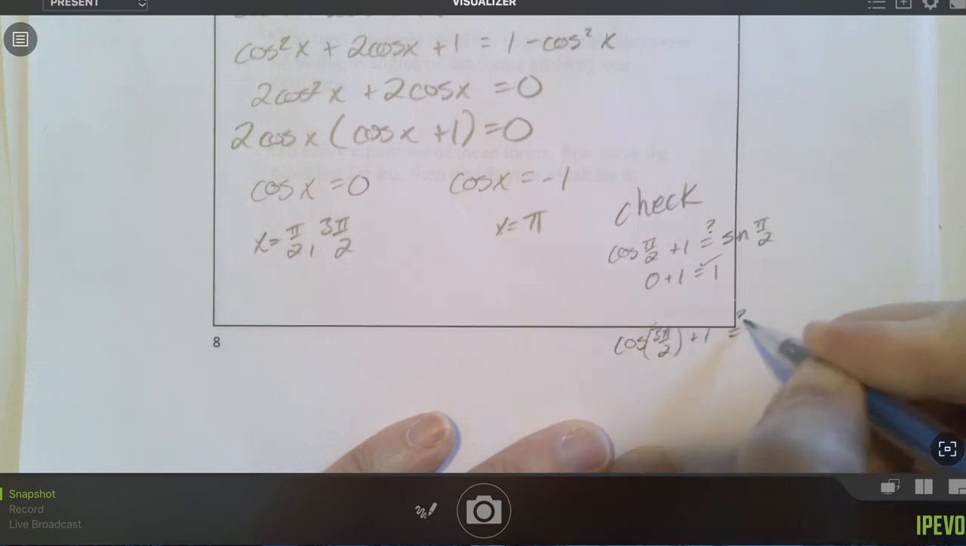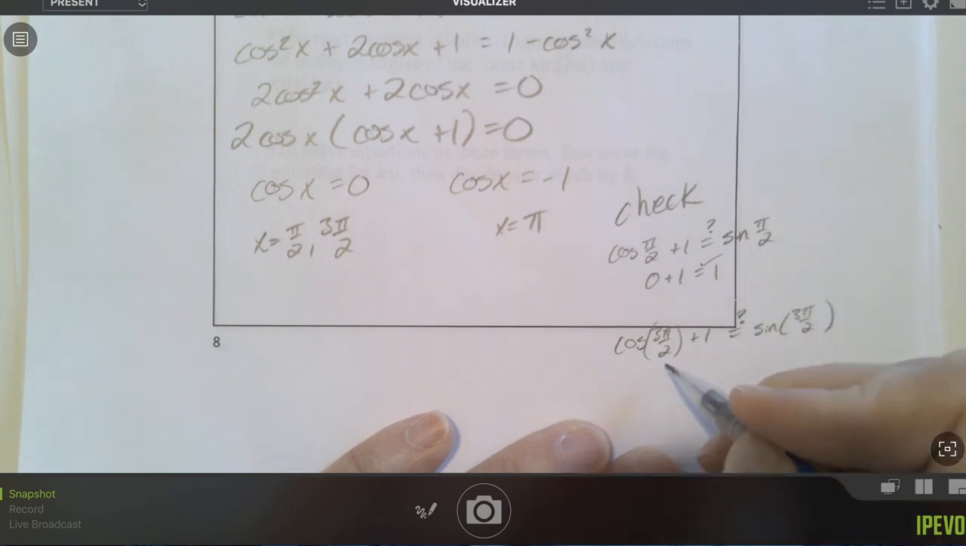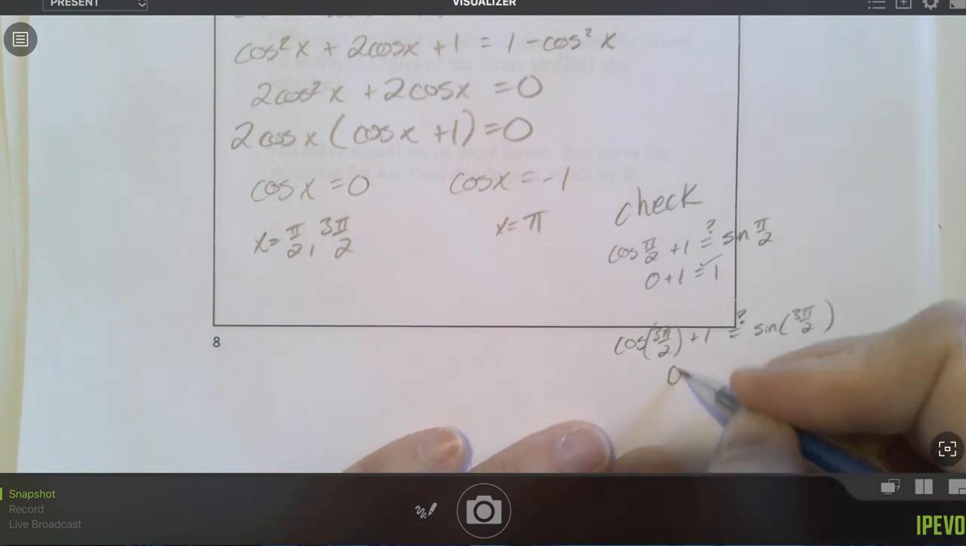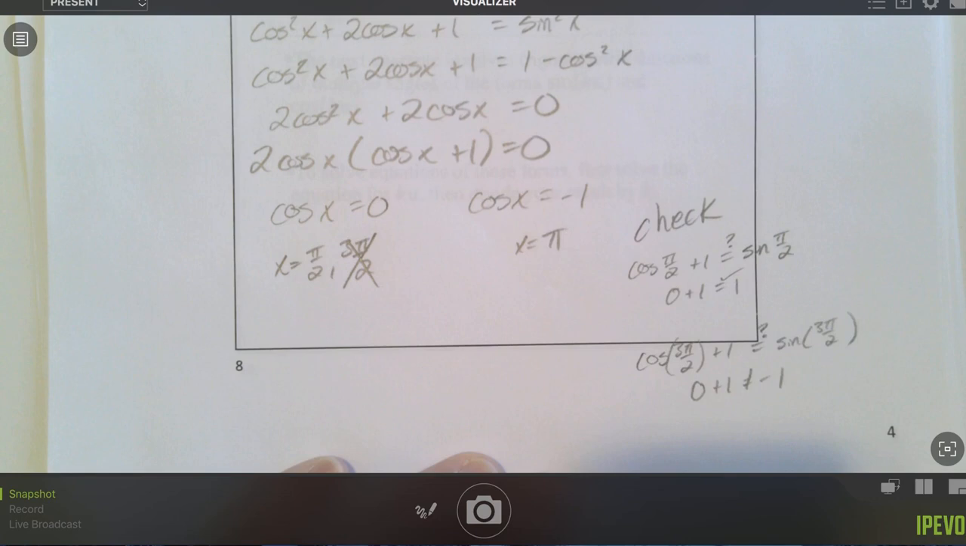And then if we check the next one, cosine of 3 pi over 2 plus 1, is that equal to the sine of 3 pi over 2? Well, cosine of 3 pi over 2 is 0 plus 1. Sine of 3 pi over 2 is negative 1. These are not equal, so 3 pi over 2 is actually not a solution, so I'm just going to cross it out.